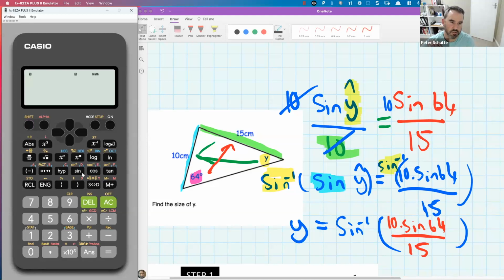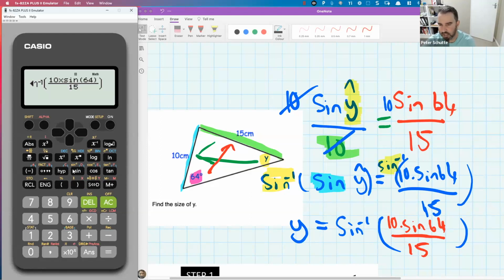So shift sine, that gives me my inverse sine, and then I need a fraction inside that. So we get 10 over 15. Close bracket. And now the question is, what do we get for y? Give a bit more time for answers to come through. How did I get inverse sine? I went shift and then I hit the sine. It's that yellow sine to the -1. So I went shift and then sine.